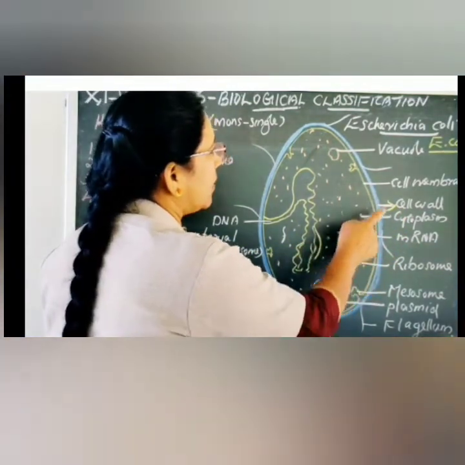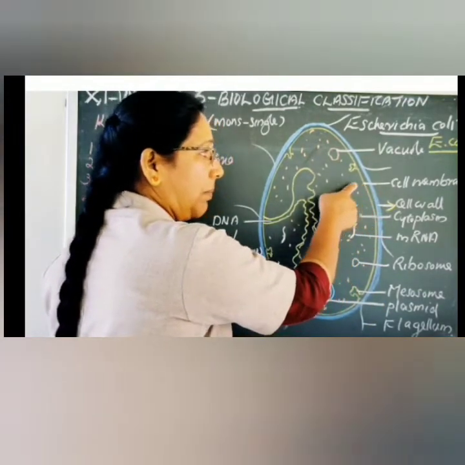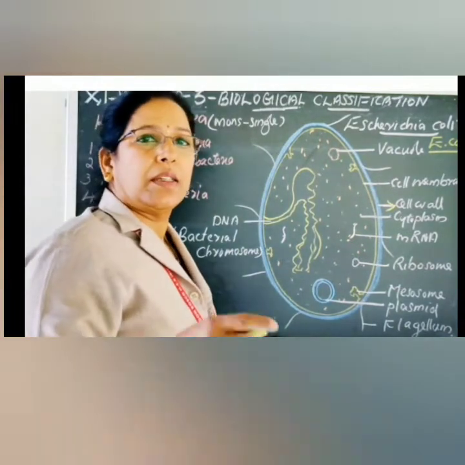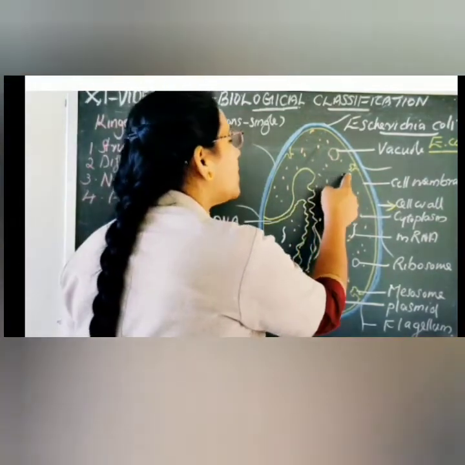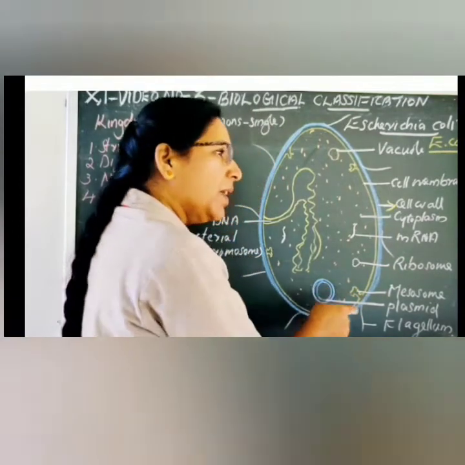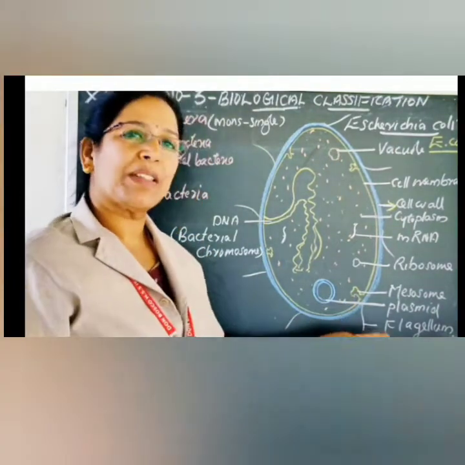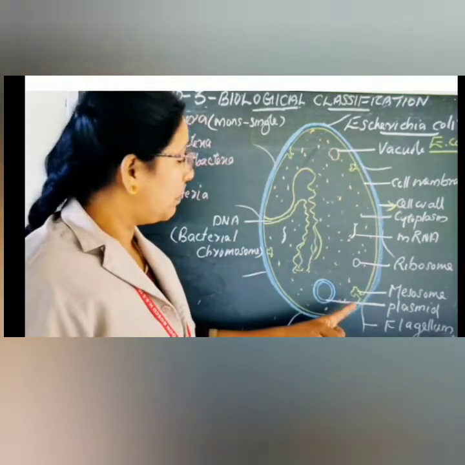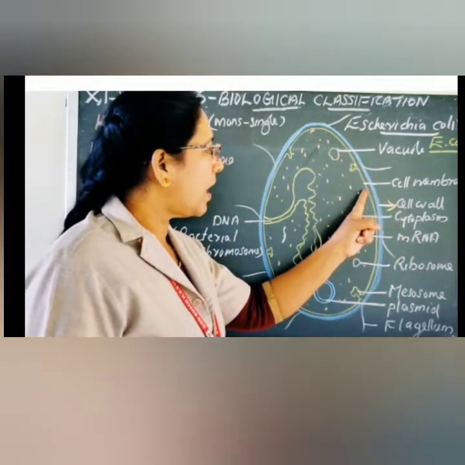Inside it is the plasma membrane, that is the cell membrane. This is the cell membrane or plasma membrane. Okay, and this plasma membrane is folding inwards. Can you see this? The plasma membrane is folding inwards. That is called mesosome. This mesosome has many functions. Later we can study. Remember the term mesosome. So first it is the cell wall. Inside it, the cell membrane.